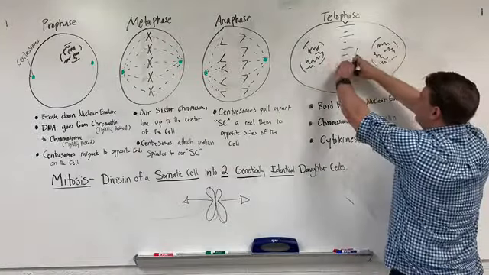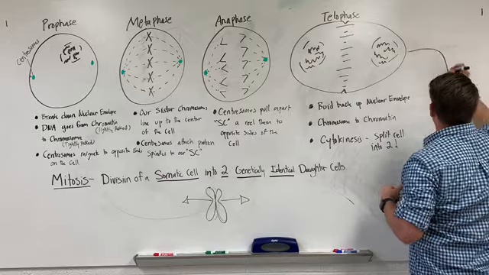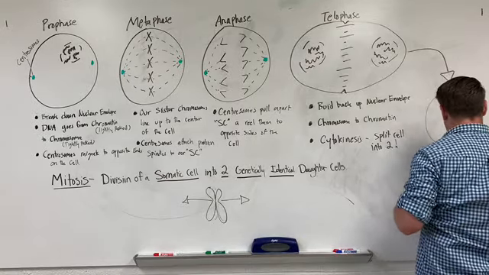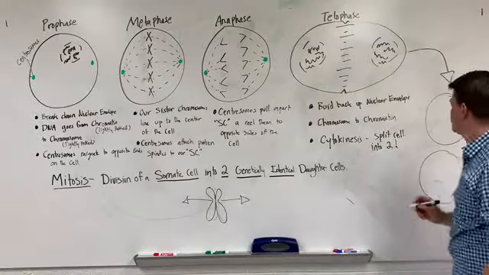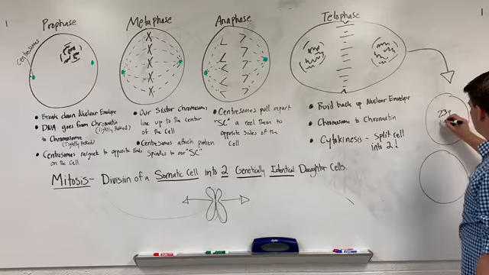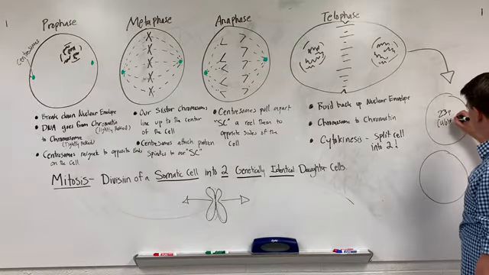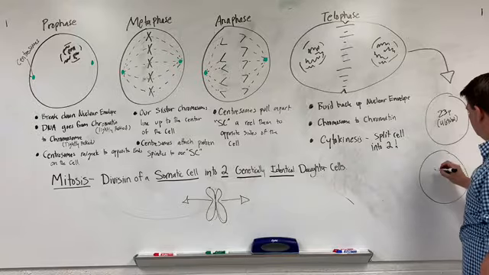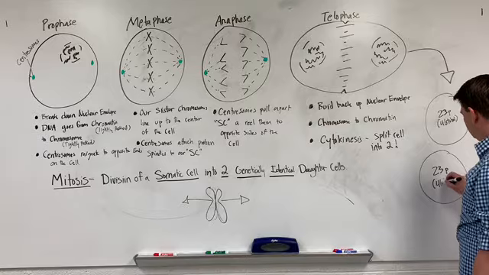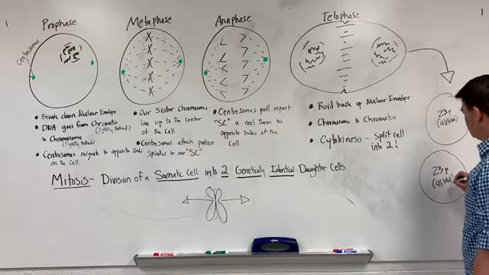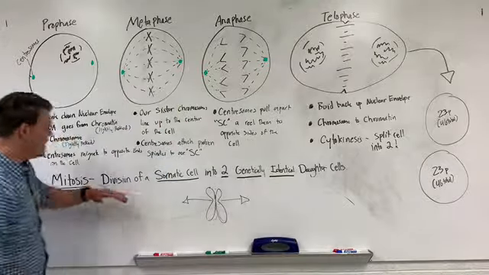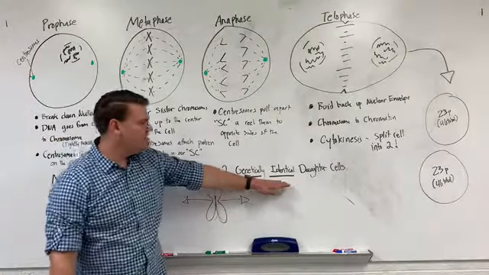So this pinching off here in the middle, and then what we end up having now is our two new cells, and each one of them have 23 paired chromosomes with a total of 46. Since we split up all of our sister chromosomes. And once again, they are now genetically identical daughter cells.